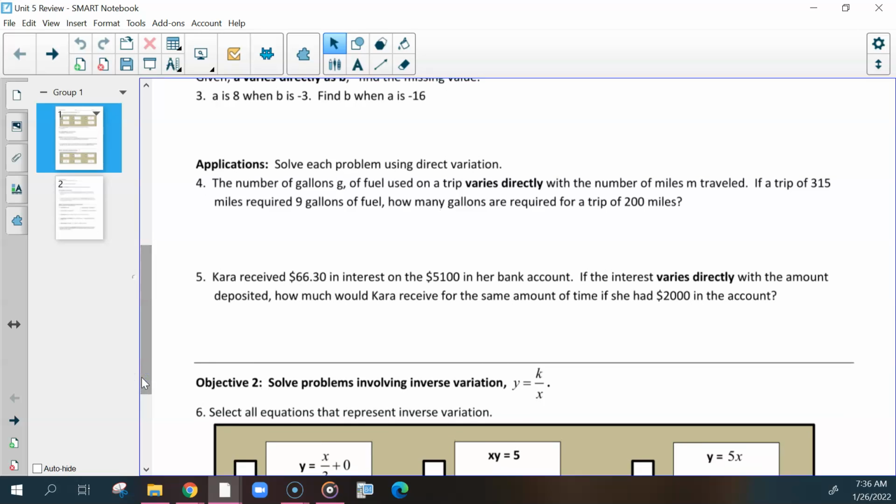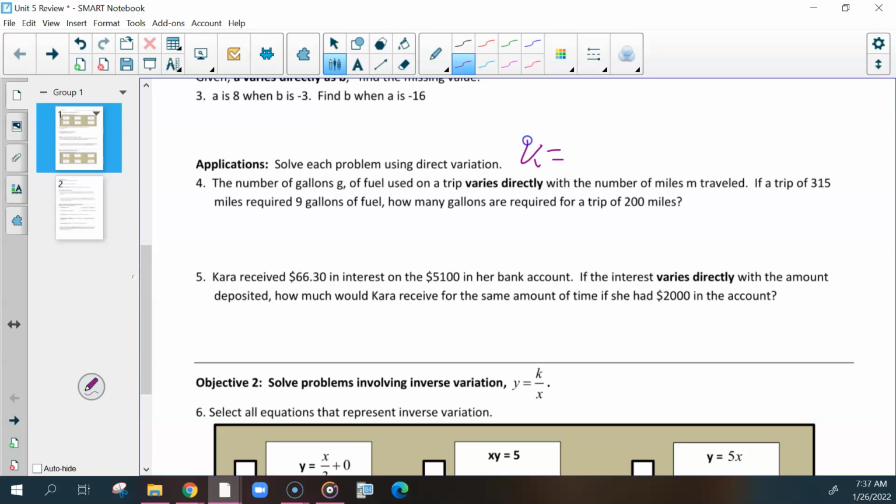So for number 4, here we know we're using direct variation, so the direct variation equation stays the same. They just give us different variables to use. So the number of gallons G of fuel used on a trip varies directly with the number of miles M. Remember, with these, you can solve them one of two ways, either using the proportion method or where you find K, put it in the equation. I'll do both. So if you're doing the proportion method, you need to remember how to find K.